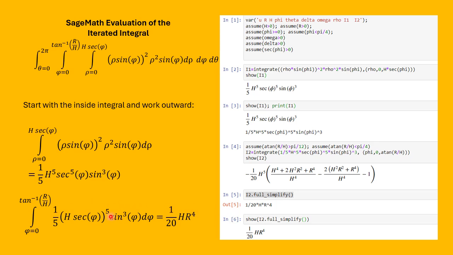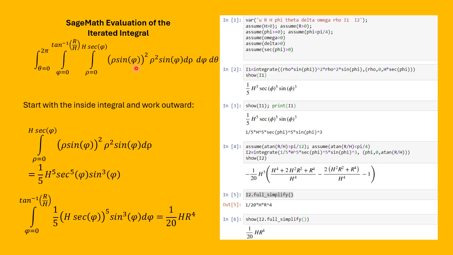So that gives us this integral equals 1/20th hr to the 4th. So what we have evaluated so far is this double integral over phi and rho, and we still need to integrate with respect to theta going from 0 to 2 pi. Well, we notice that there are no thetas in here, and so integrating that with respect to theta, where theta goes from 0 to 2 pi, just gives us an extra factor of 2 pi, which I don't show that part of the calculation here.